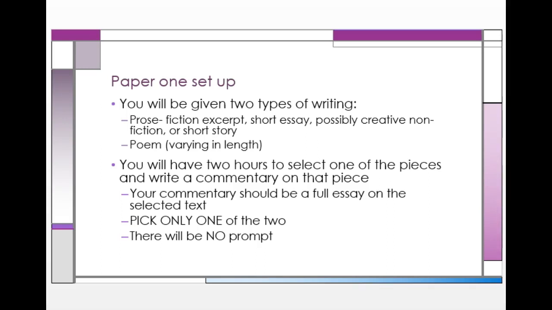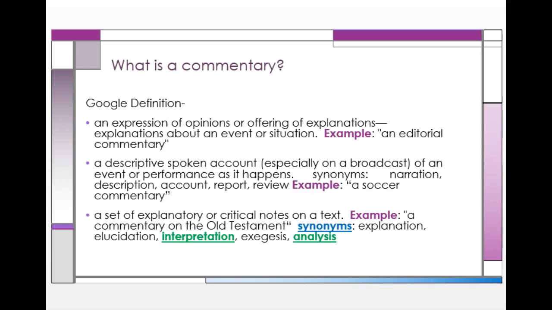So moving on, we're going to talk about what a commentary is. I literally pulled this off of Google. There are 3 examples here of a commentary, and at the end we're going to definitely focus on the 3rd one. So a commentary is an expression of opinions offering explanations about an event or situation. An example would be an editorial commentary, and that would be something that you would find in a newspaper or a magazine or something like that. The 2nd definition is a descriptive spoken account, especially on broadcast, of an event or performance as it happens. And they gave you some synonyms: a narration, description, an account, a report, a review.